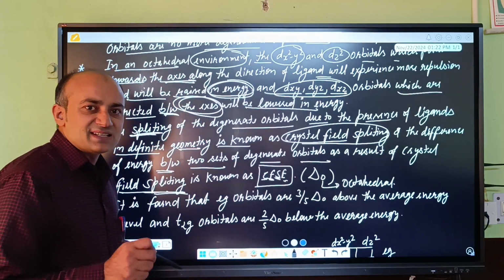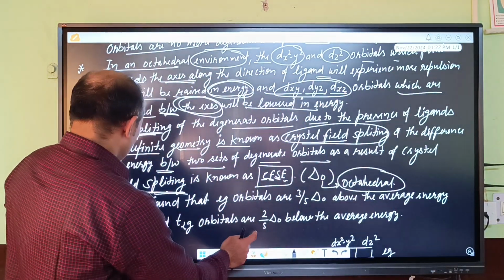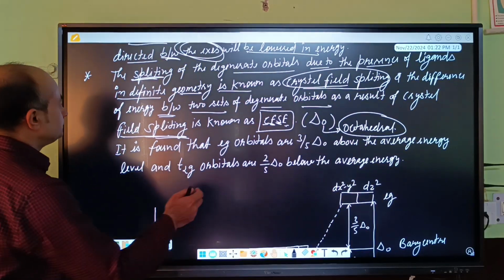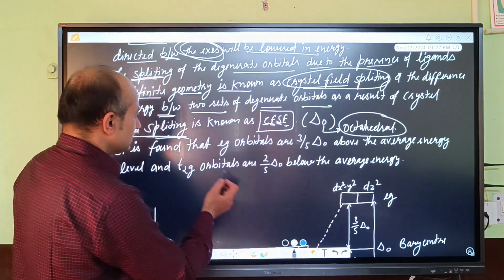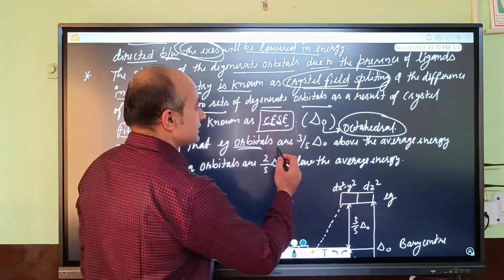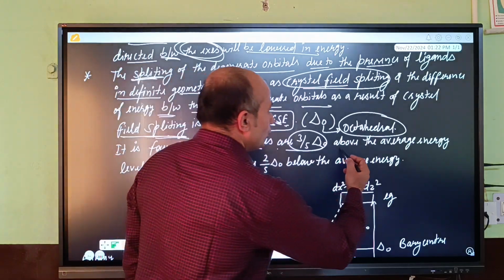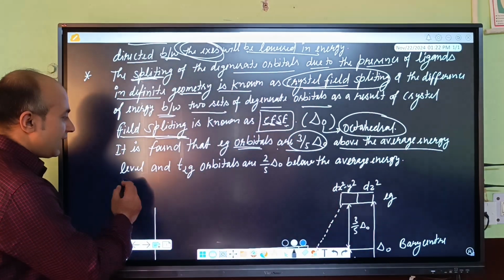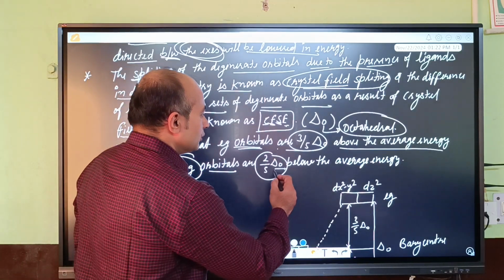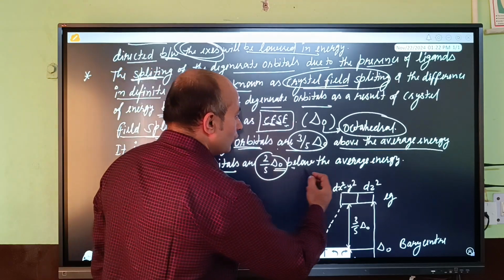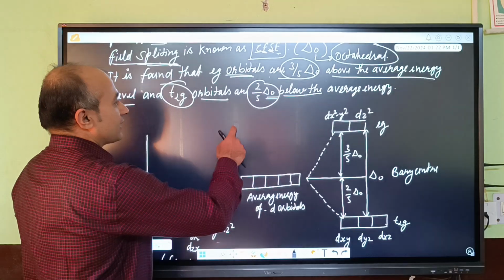The O subscript stands for octahedral. It is found that the Eg orbitals are 3/5 delta O above the average energy, and the T2g orbitals are 2/5 delta O below the average energy. Look at this energy level diagram.